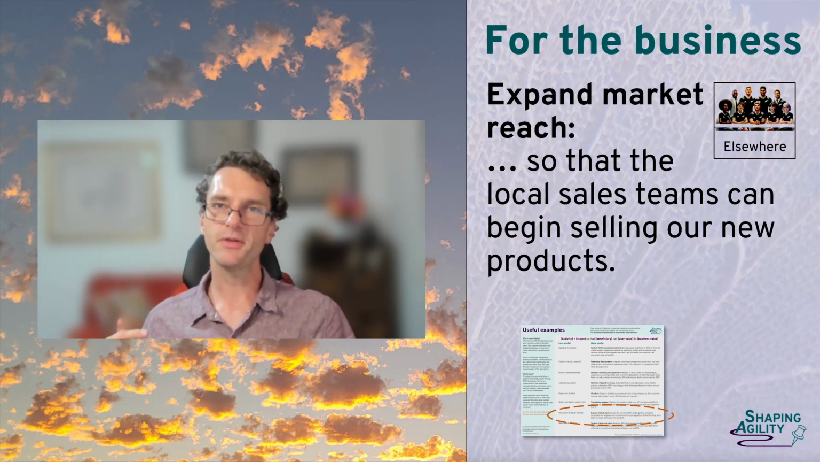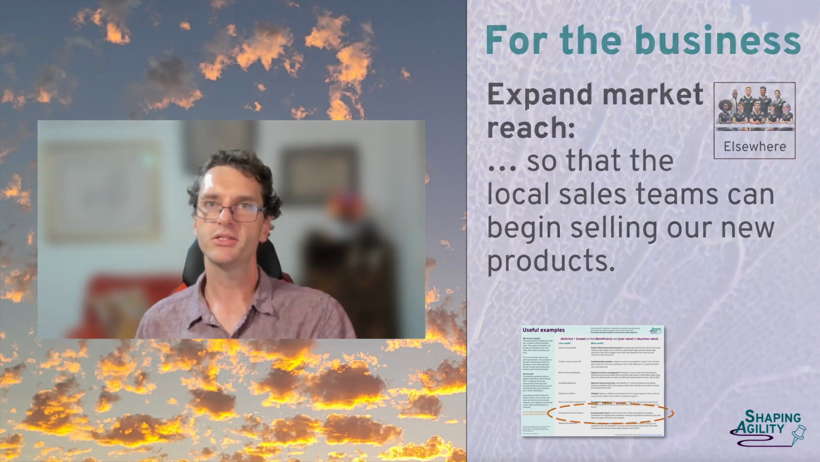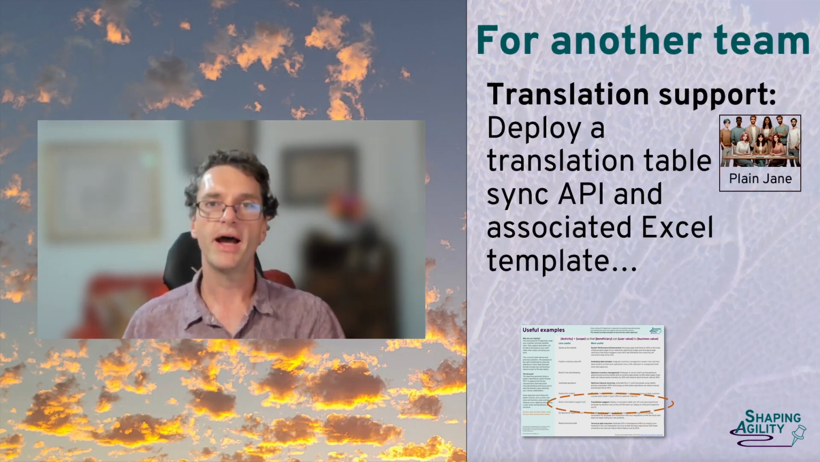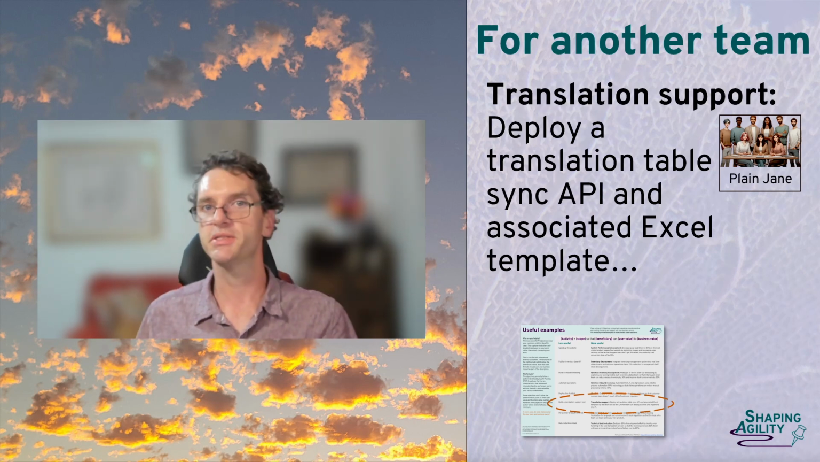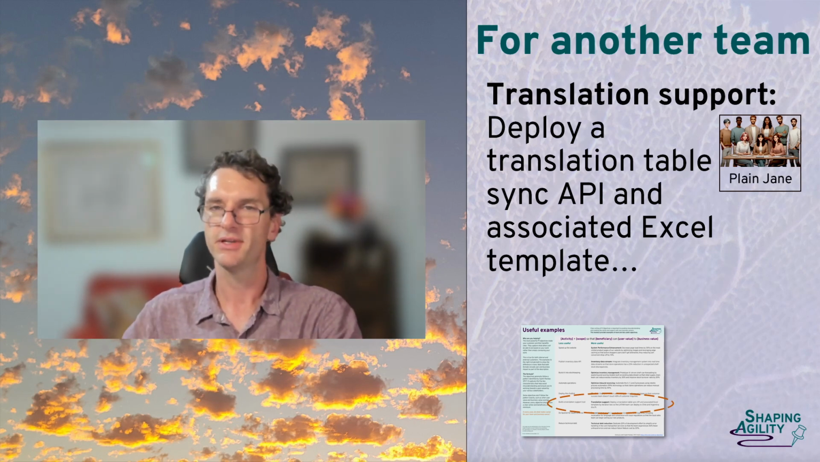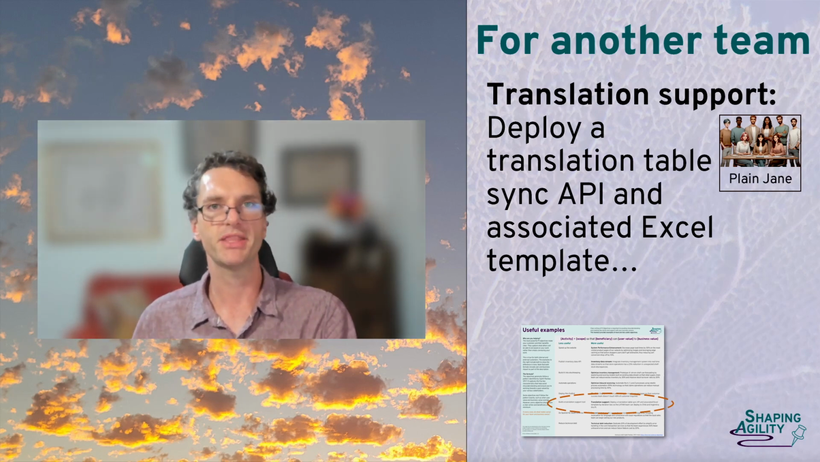But let's look at another team's role in this one. So Plain Jane, the UI team and support team on this ART, it says they're going to support you by deploying a translation table sync API and associated Excel template. Cool. We get to edit our translation tables in Excel instead of in a really painful database format. That's going to be great.